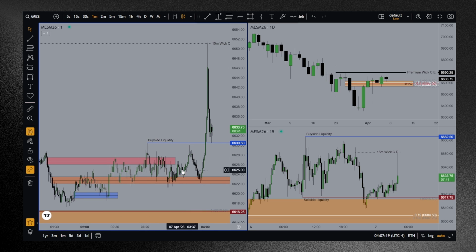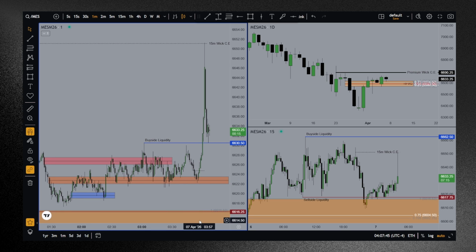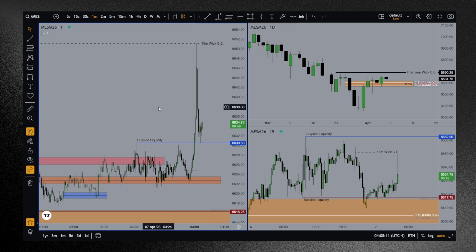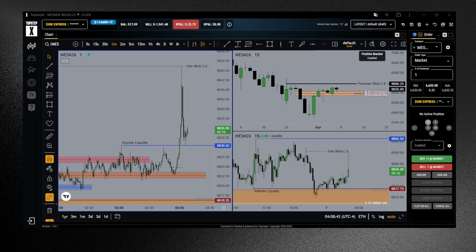At this point I didn't know what it would do, but I kept in mind that the sell side liquidity here is still intact and it's still very clean. So that was kind of the idea, where I would prefer to see a run, but nonetheless at that point I didn't know. So I just ended the session with that.